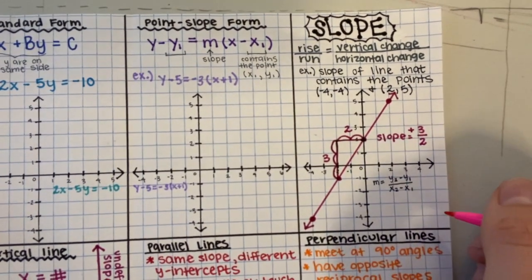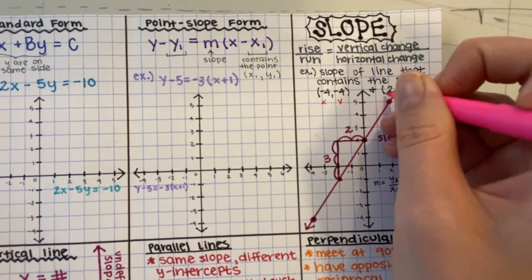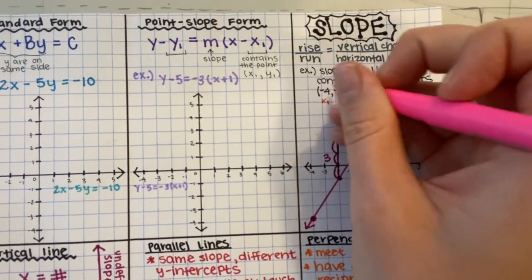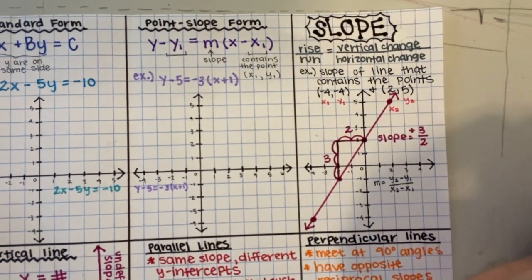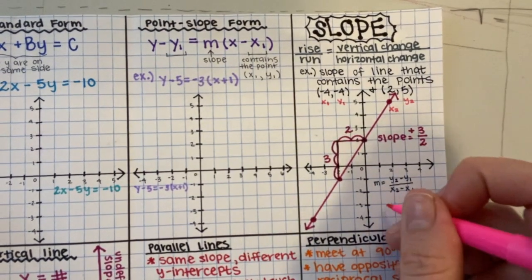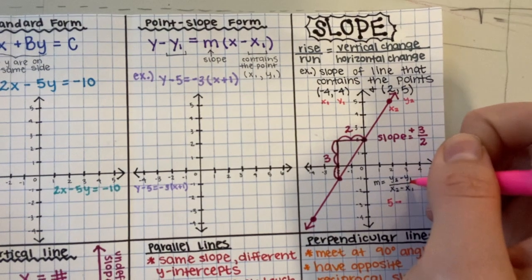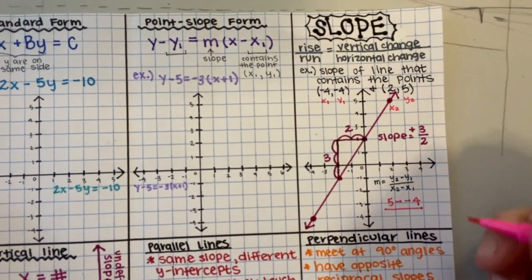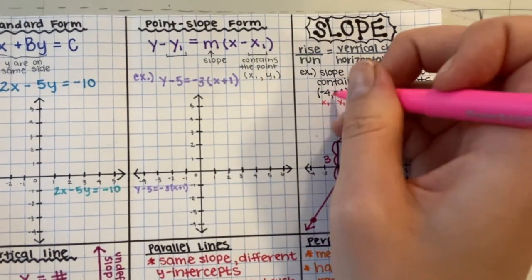My direction is to always label your coordinates. The first coordinate is our x1 and y1, and the second coordinate is x2 and y2. I use this little tiny 1 and tiny 2 so that I remember which coordinate is which. Then I just plug those numbers into my equation. So I've got y2, which is 5, minus y1, which is -4, so we're subtracting a negative, over x2, which is 2, minus x1, which is -4.